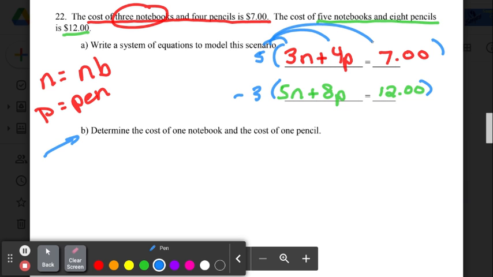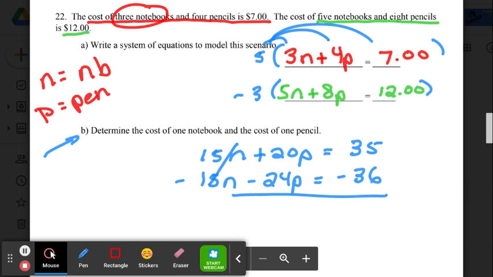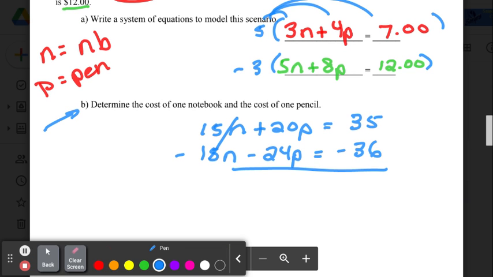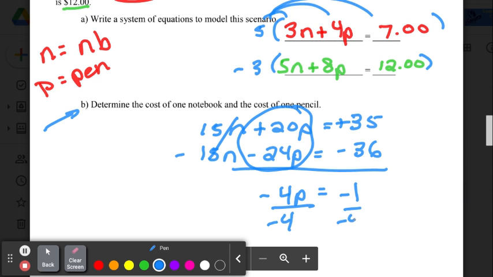I'm going to pause this and I'll come back after I've distributed. So what I did, I forgot to hit play. I did my careful distribution. I crossed out the 15 N's, and then 20p minus 24p is negative 4p. A positive 35 minus 36 is negative 1. This problem looks familiar. Divide by negative 4, and you get p equals 1/4.